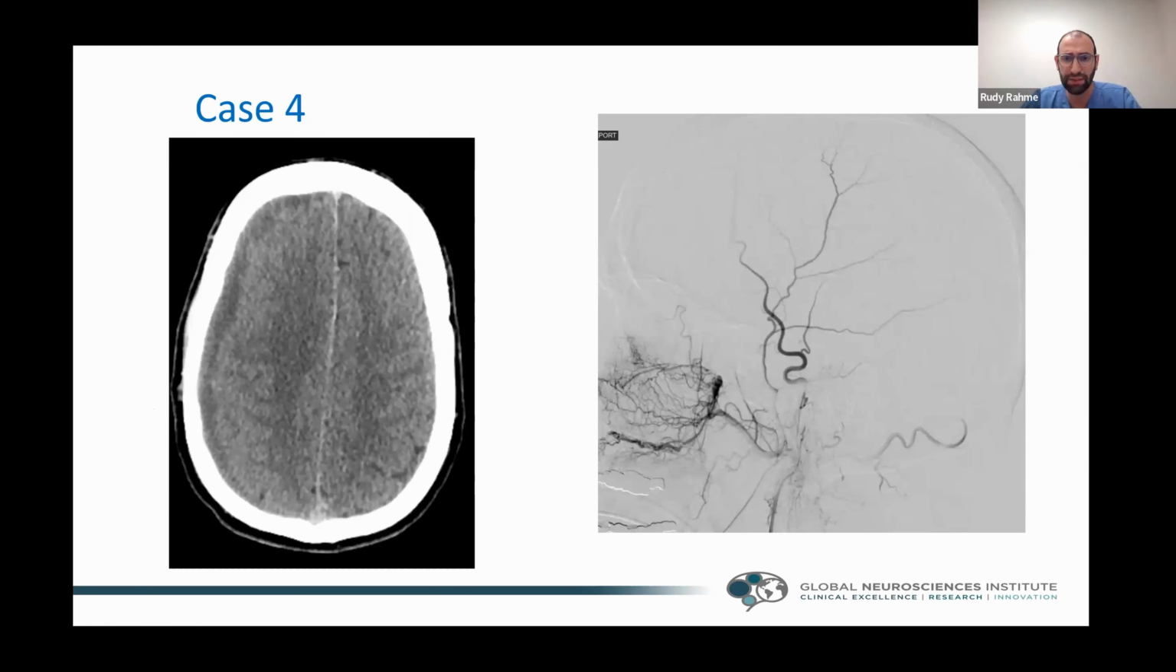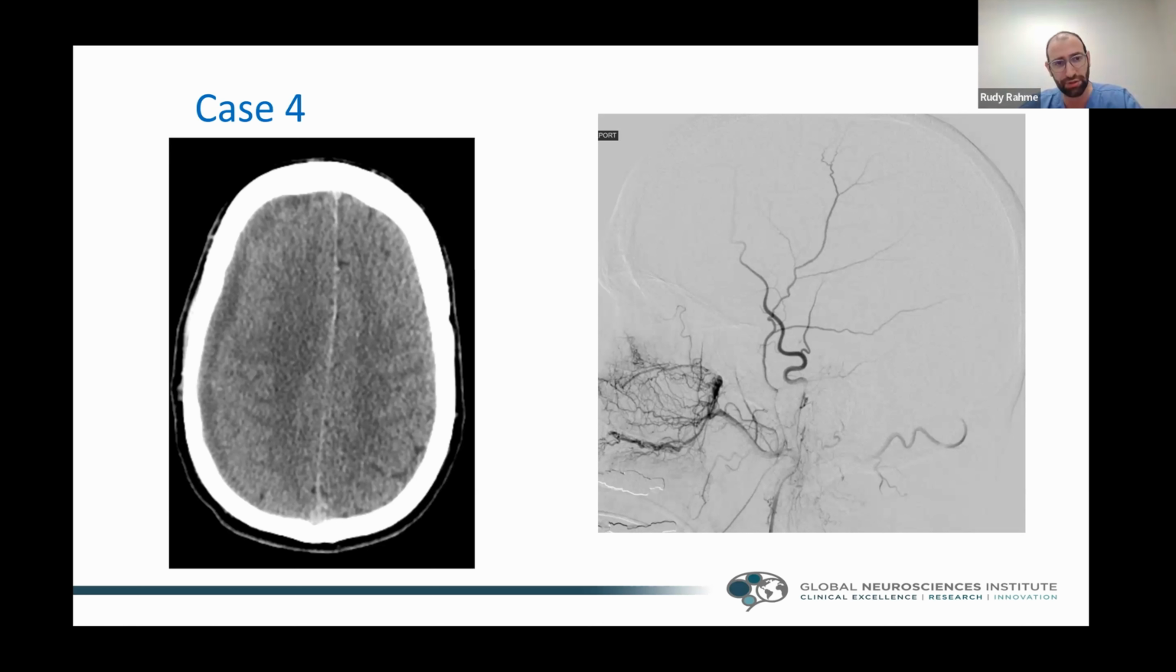This is the last case. This is a 68-year-old gentleman who has been on long-term anticoagulation. It was one of the DOACs because of recurrent PEs, so he was placed on a lifelong DOAC.